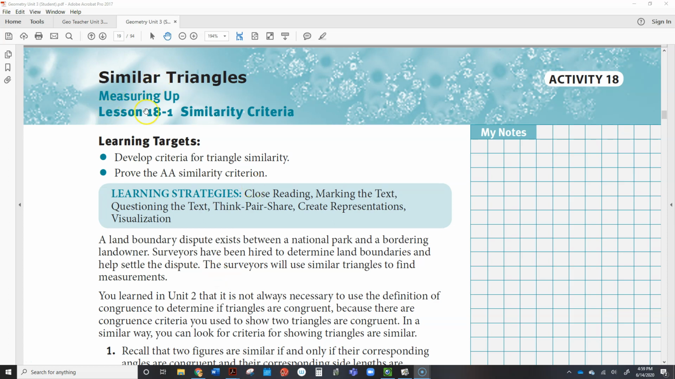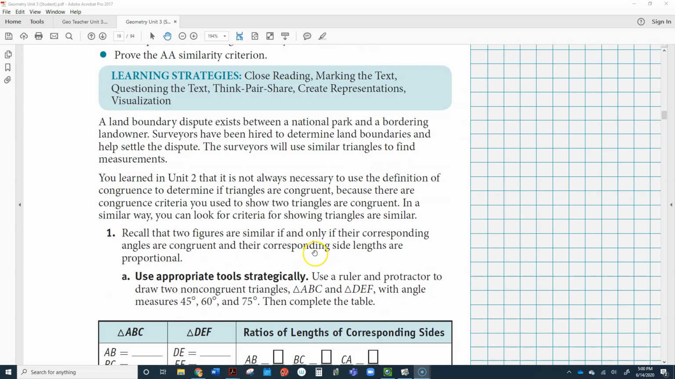We are working on lesson 18-1, and this is: what do you have to know in order to prove two triangles are similar? It's kind of like triangle congruence where we did side-angle-side, side-side-side, but it's not congruence, it's triangle similarity. And so that's what we're going to be trying to figure out. What is it that we have to know about our two triangles in order for us to go ahead and assume that they are similar?